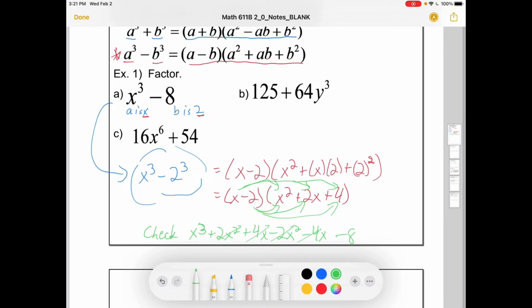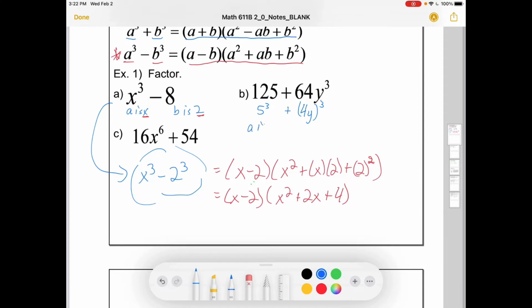So it does work out, but the final answer should not be that version where we have it all expanded again. That's back to where we kind of started from. The final answer should be this factorization here that's in red. Let's try another one. We've got 125 plus 64y cubed. So 125 is 5 cubed. 64y cubed is 4y all cubed. That's what this really means.